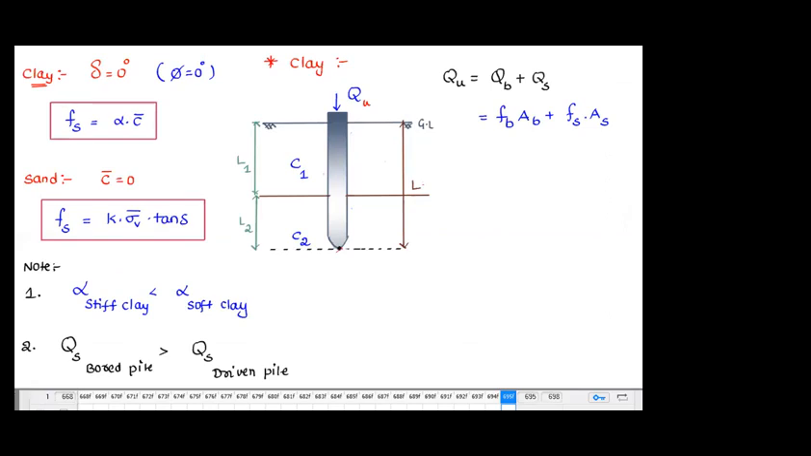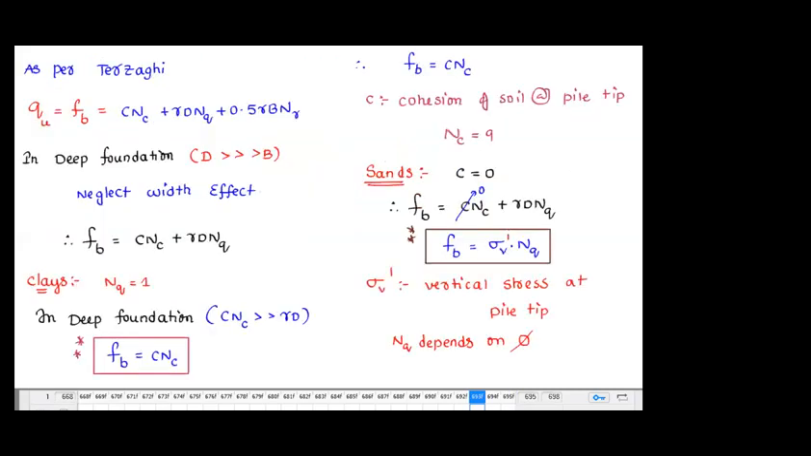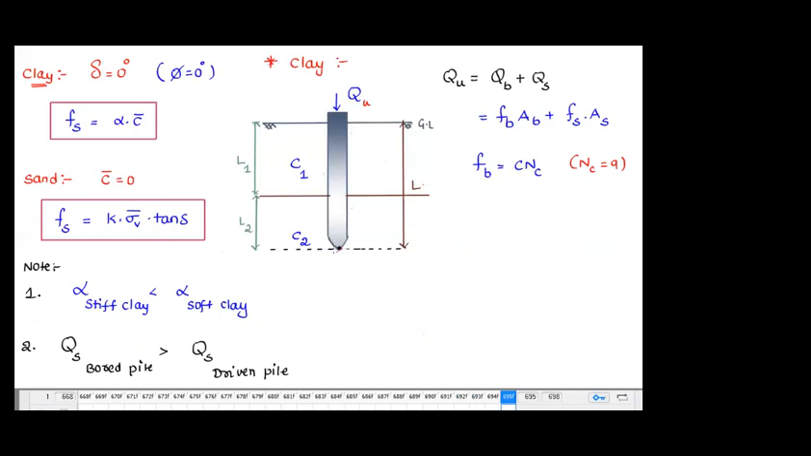Now let's see. In the case of the clay, the bearing capacity is nothing but C into NC, where NC is equal to 9. That is the reason why I have given you this, I have already explained. So immediately in your mind, what is the bearing capacity of the clay? CNC. And what is that C? C is nothing but cohesion at pile tip. What is the cohesion at the pile tip here? C is equals to C2.